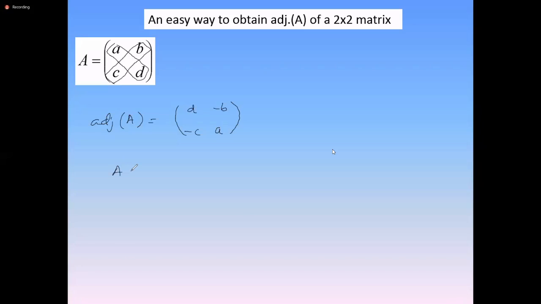Let's take an example. Let's say A is given by 5, -1, -3, 7. So what is the adjoint matrix in this shortcut method?